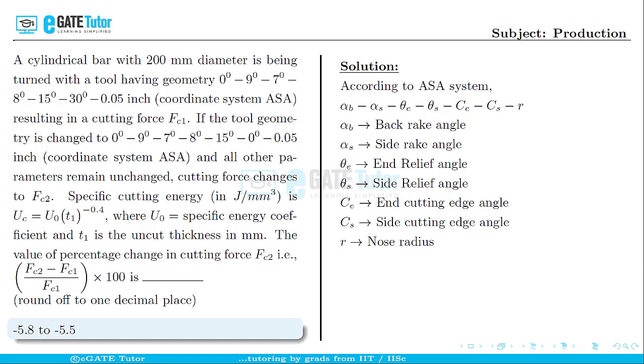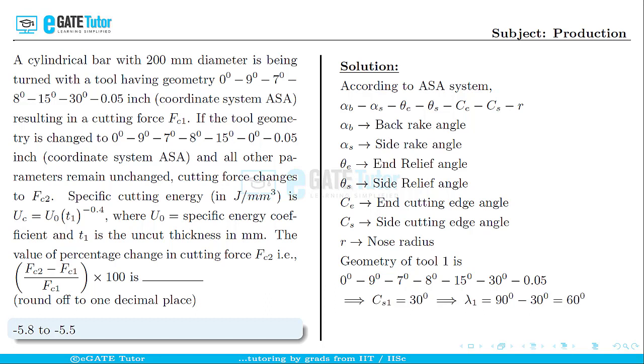From the question, we have the geometry of the first tool designated in this way. When we compare the geometry of tool 1 with the standard geometry given above, we get that CS, the side cutting edge angle for the first tool, is 30 degrees. Since the cylindrical bar is being turned, we need to convert this angle into the orthogonal rake system, that is lambda 1, the approach angle, which is equal to 90 degrees minus the side cutting edge angle of tool 1. That gives us 60 degrees.